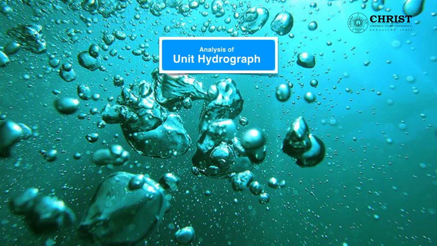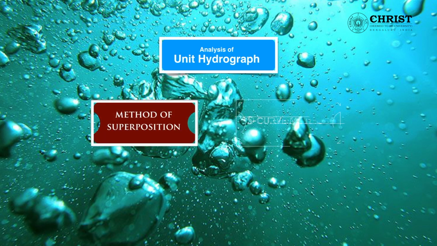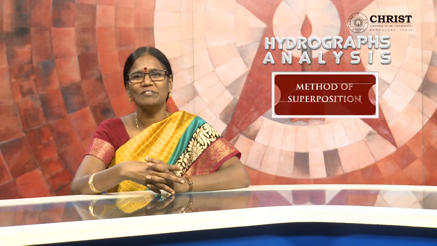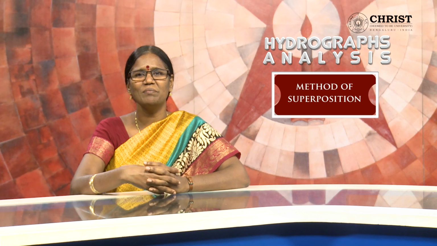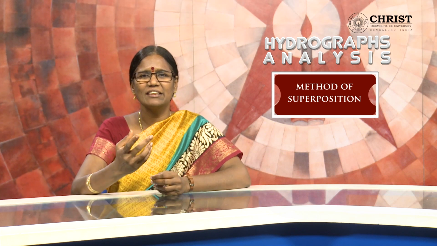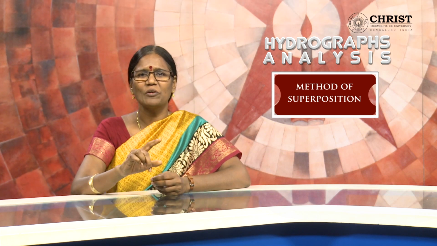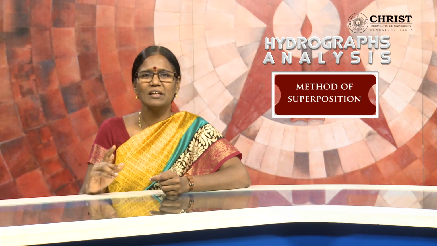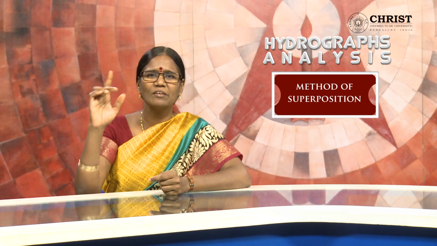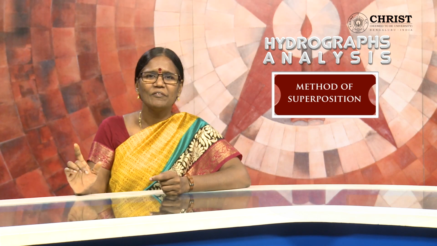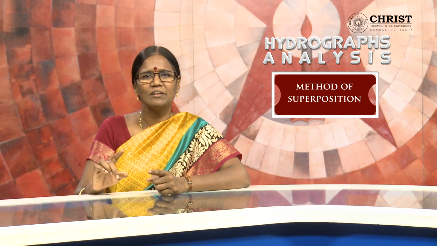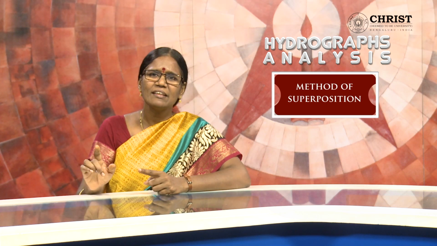Coming to analysis of unit hydrographs, we have basically two methods: method of superposition and S-curve method. Let us discuss the method of superposition. We assume the unit hydrograph is time independent and has a linear relationship between the input and output. Time invariance means we can apply unit hydrograph theory to predict the direct runoff hydrograph at any time.